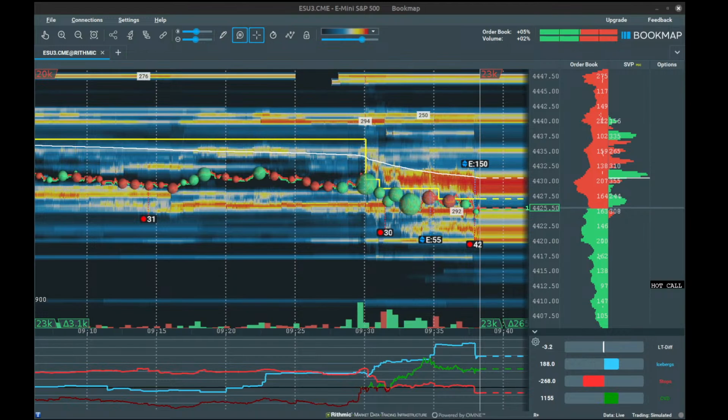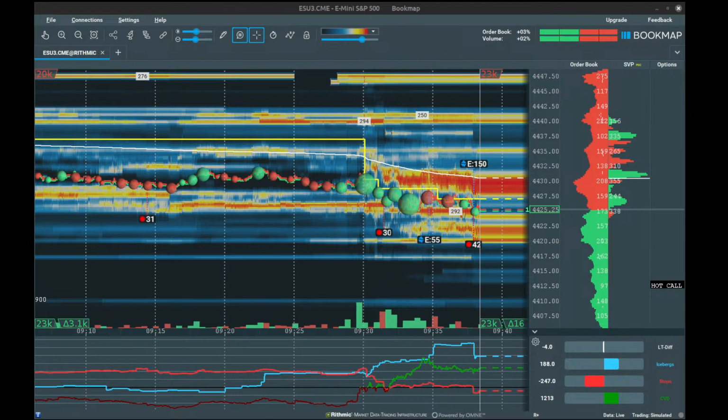Now, icebergs fell from their highs. Stops are continuing to get blown out. Institutional players are not showing a lot of confidence absorbing the selling so far.